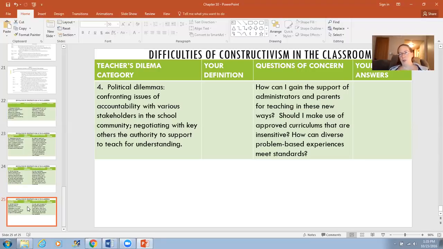The questions of concern are, how can I gain the support of administrators and parents for teaching in these new ways? Should I make use of approved curriculums that are insensitive? How can diverse problem-based experiences meet standards?